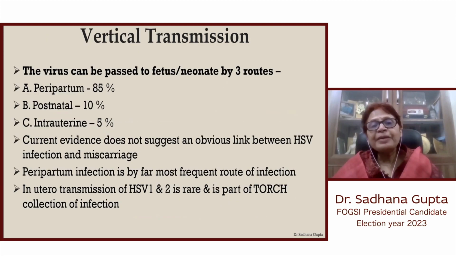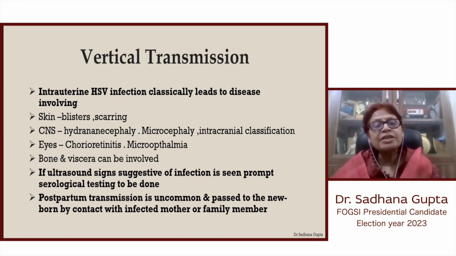How does the herpes virus pass to the fetus and neonate? The most important is peripartum, then postnatal 10%, and intrauterine 5%. However, it is not considered an important cause of abortion, and peripartum infection is the most important. In the fetus, it can affect the skin with blisters, the CNS with hydranencephaly, the eyes with microphthalmia, and the bone and viscera can be involved.